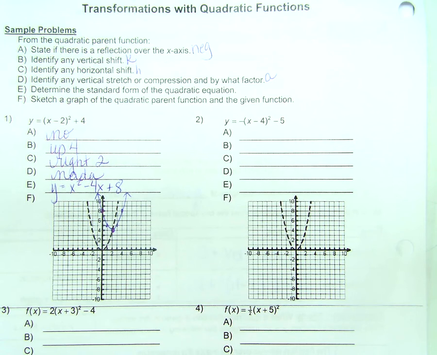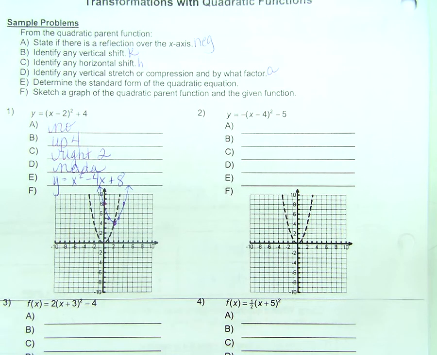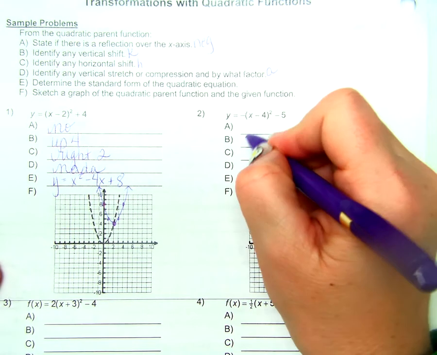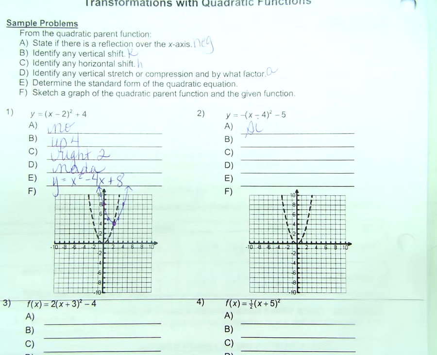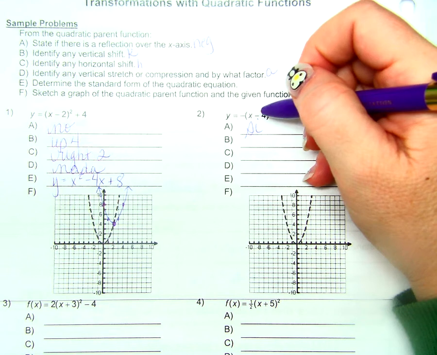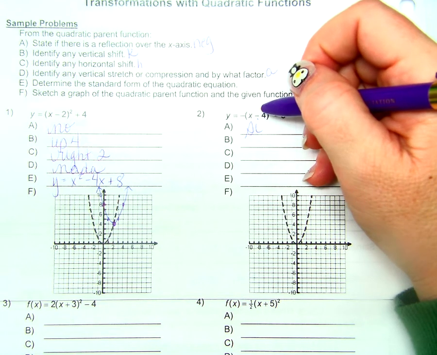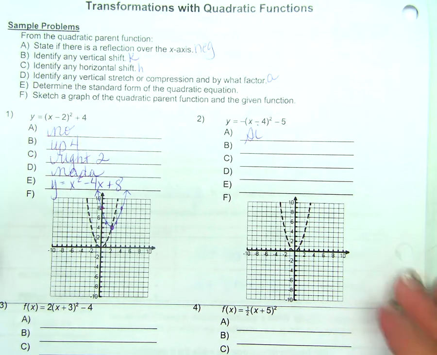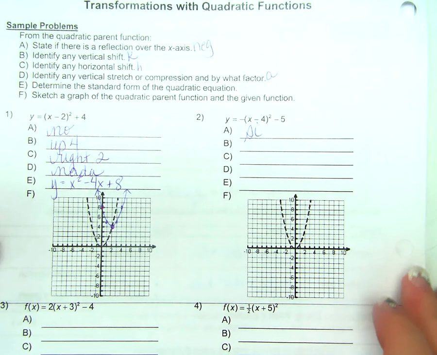So, let's look at number 2. Is there a reflection? What causes a reflection? So is there one? Does it need a thing? What's that thing called? An accent? Does it need one? It does?